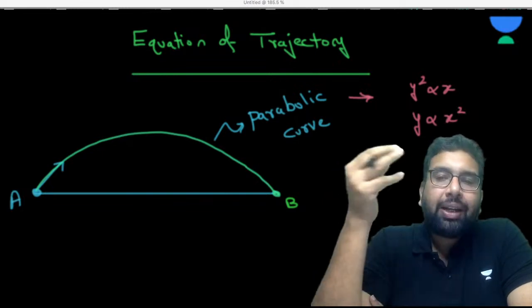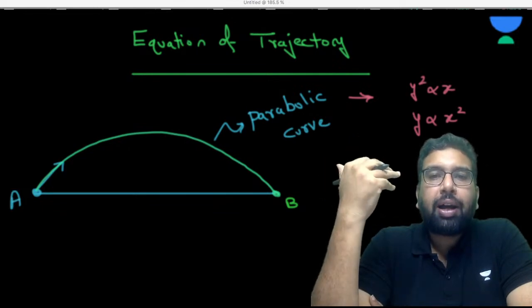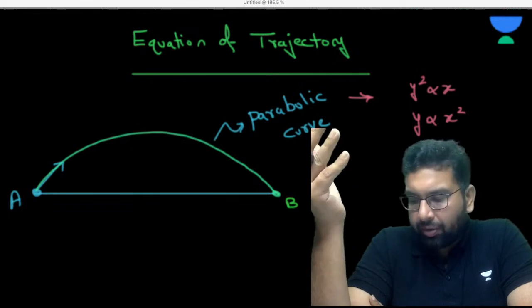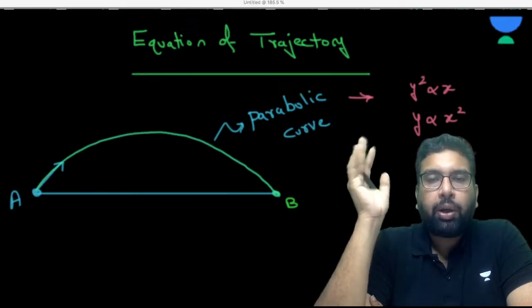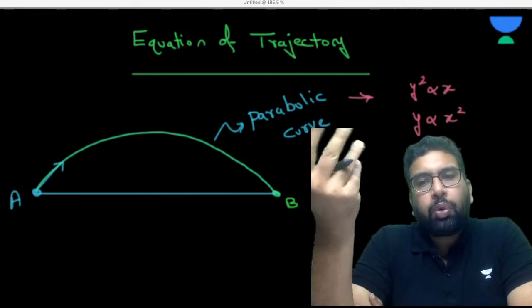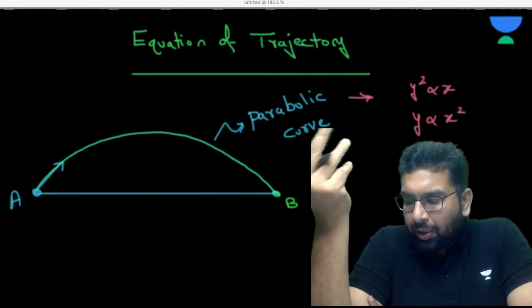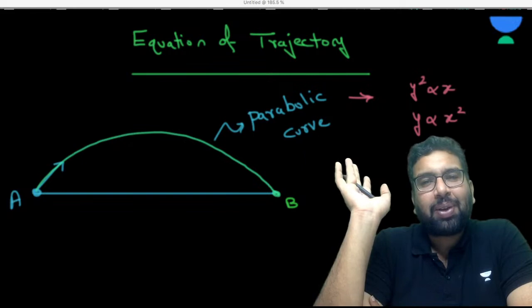Are you getting my point? Knowing the motion, whether it is parabolic or not, we need to develop an equation, and that is what we call the equation of trajectory. There are two forms of this equation of trajectory. Let's derive it. How are we going to derive it? We are going to do nothing new, the same thing we are going to do.